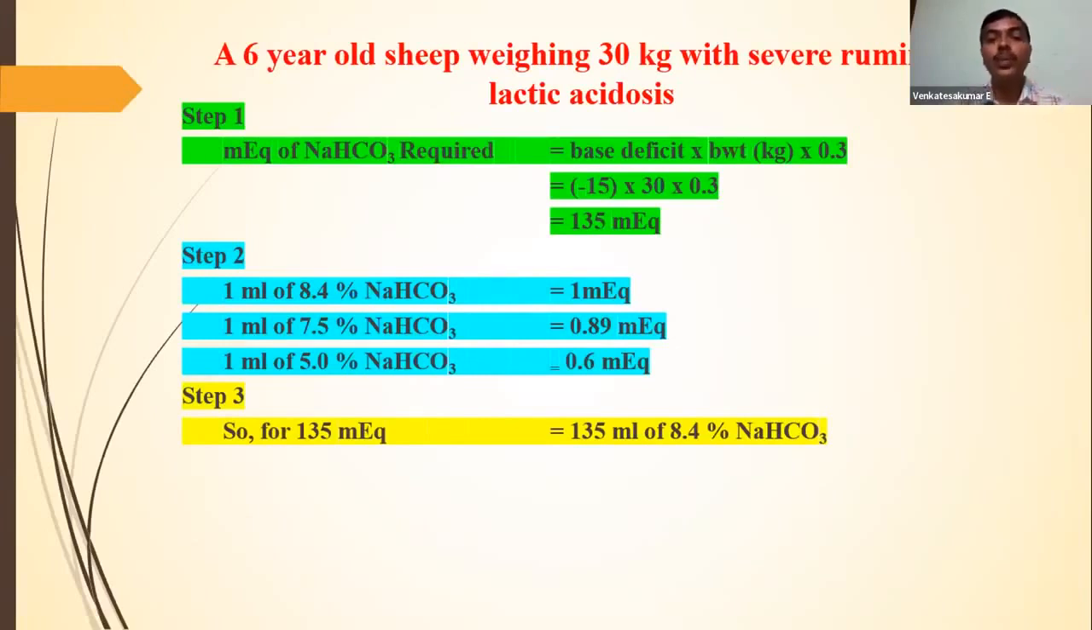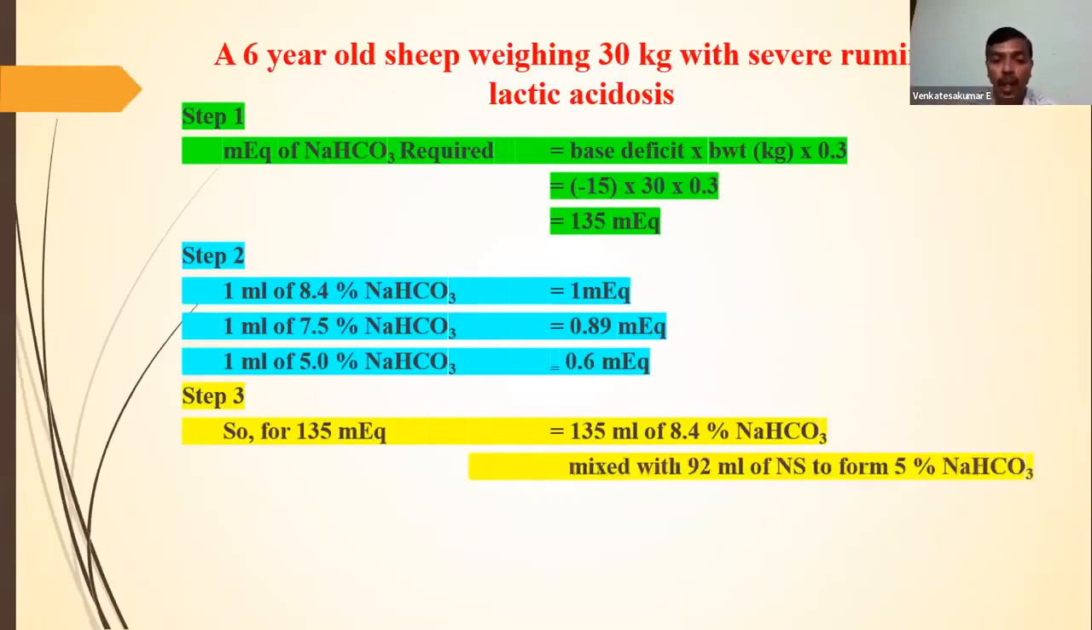So we need to consciously give sodium bicarbonate by dilution and rate. That too, don't dilute too much. You know that 1.3% is isotonic, while 5%, 7.5%, and 8.4% are hypertonic, so hypertonic solution is to be given. Just one more simple calculation: if you mix 135 ml of 8.4% sodium bicarbonate with 92 ml, that makes a 5% sodium bicarbonate level, which can be given at a dose rate of 2 ml per kg.